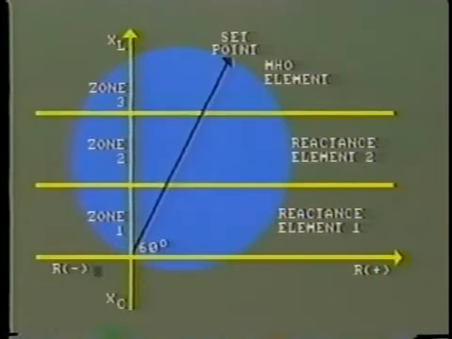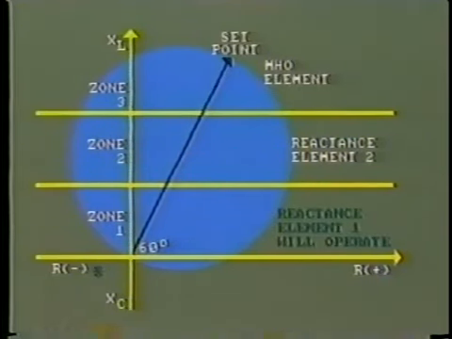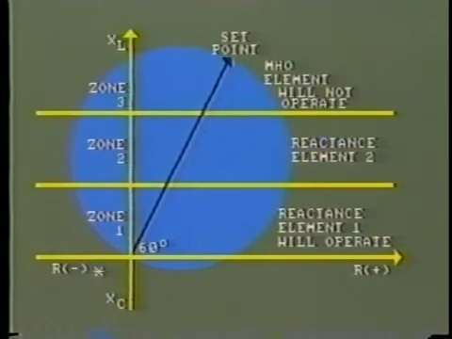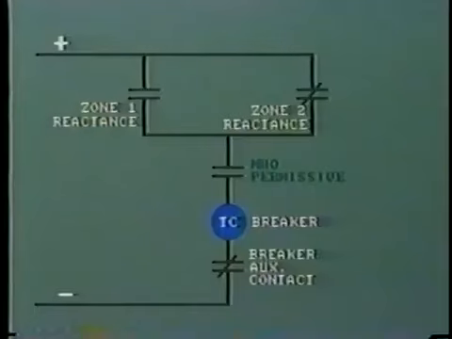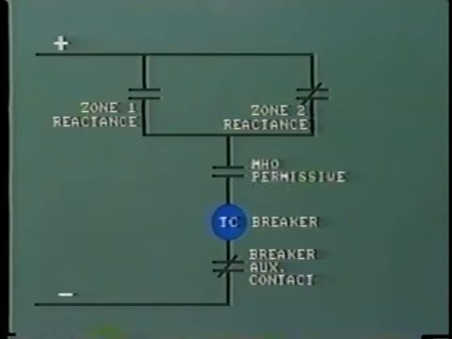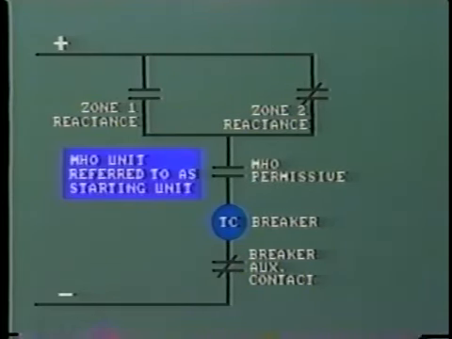If the fault is upstream, the reactance relay will operate, but its tripping circuit will be incomplete because the Mho relay will not have operated and the permissive contacts remain open. Because of this, the Mho unit is often referred to as the starting unit, since it must operate before other units in the relay can trip out the circuit.